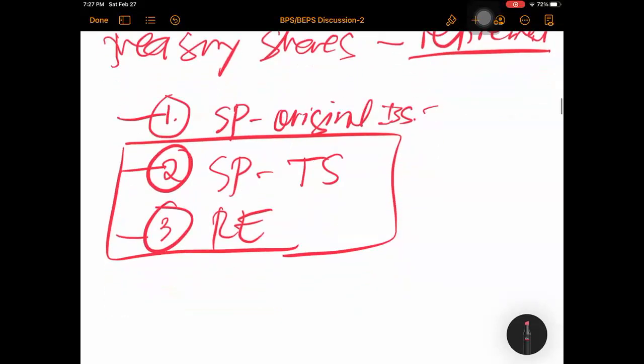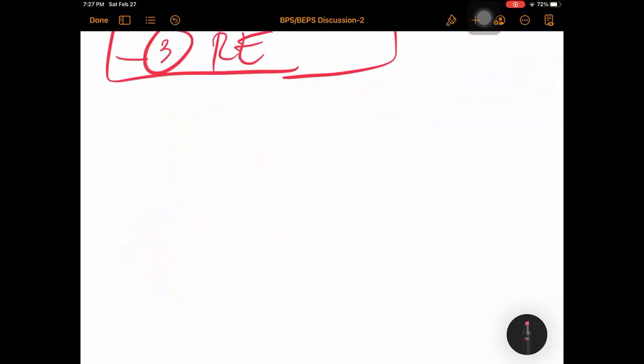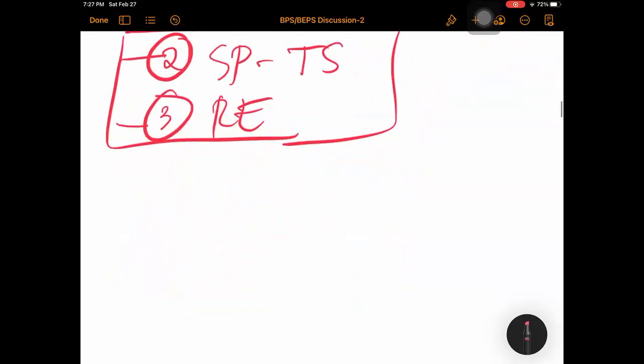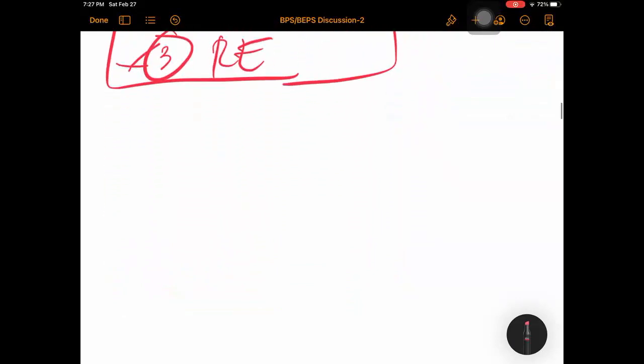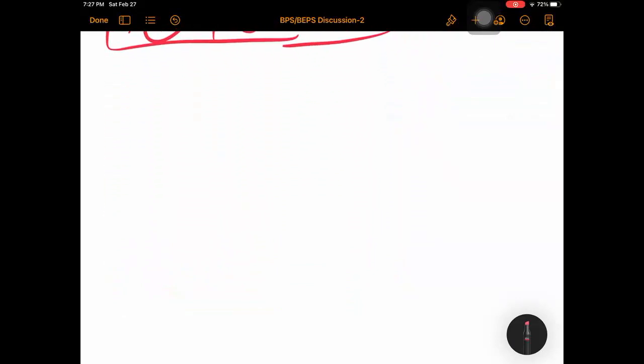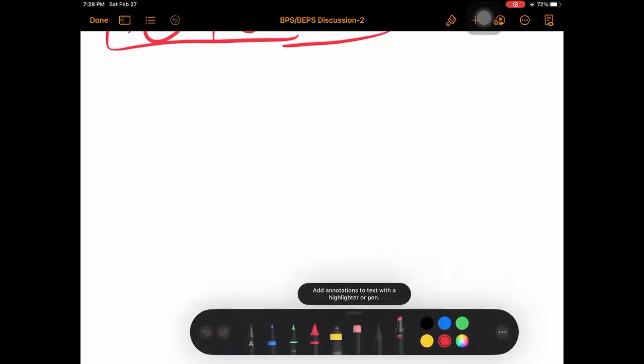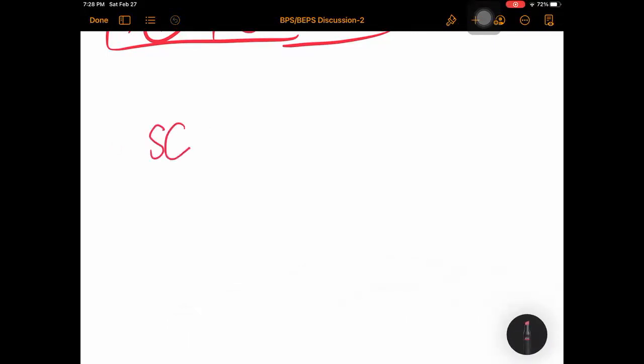Unsa ang entry if we retire treasury shares? What's the entry? Let's say for example, sige, what's the entry? Debit, unsay entry pag mag-retire ta og treasury shares? Ordinary share capital, debit. Let's just use share capital lang. Depende man kung preference or ordinary. So debit, share capital atong gamiton.